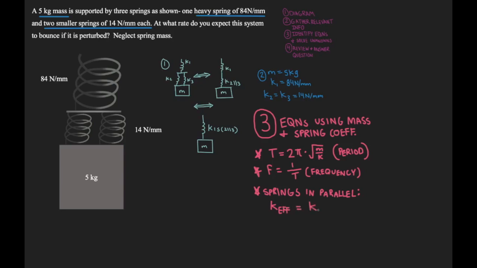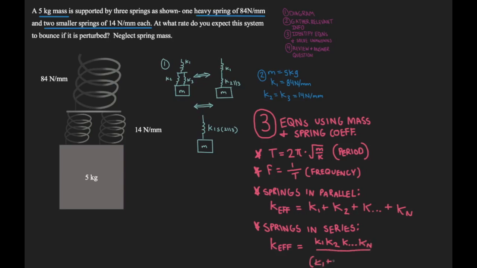And then to simplify springs in parallel, you can just add the spring coefficients. And to simplify springs in series, it's going to be the spring coefficients multiplied together divided by the sum of the spring coefficients.